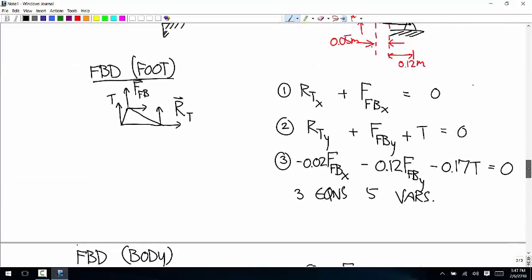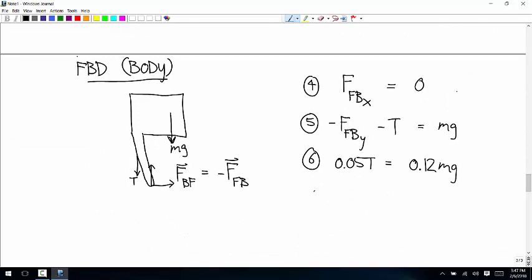Okay, so now we have 6 equations for 6 variables. Actually, no, we don't. We have, how many do we have? 5 variables still. Some of those equations end up being redundant, so that's why it still works out.